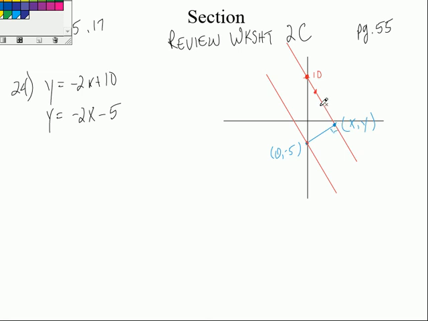One of the lines we already know. I already know this one right here, this red one. So let's write that down. What is the equation of this red line right here? It's the top one, isn't it? It's y equals -2x plus 10.